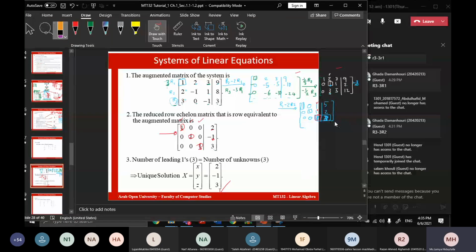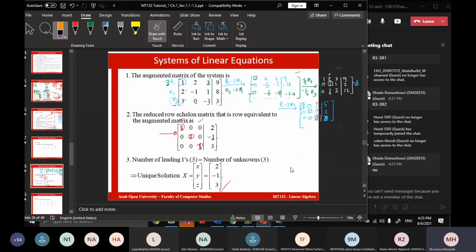Here, this one, is it in reduced echelon form? No. Can I get the solution directly? Yes, I can get the solution directly. Why? Because this is now my diagonal, like this. All the entries below the diagonal are zeros. So easily I can solve starting from here. So from here, I start from the last row.